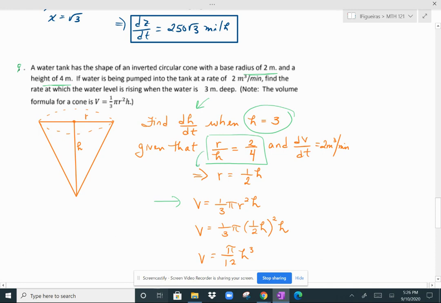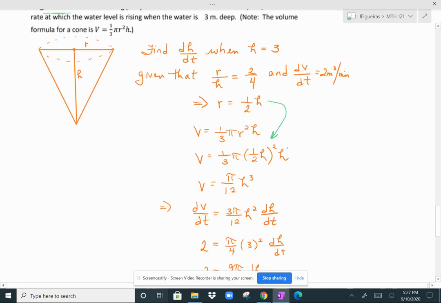So you get r is equal to 1/2 h. So you simplify the 2 over 4 and multiply by h. R is equal to 1/2 h. So that value gets plugged into your volume formula, again, so that we are only dealing with volume and height, not this r variable that I don't really know anything about. Okay, so I square that and I combine the h's, and the 1/3 and 1/4 becomes pi over 12 h to the 3rd power. Now I'm ready to take the derivative of both sides.